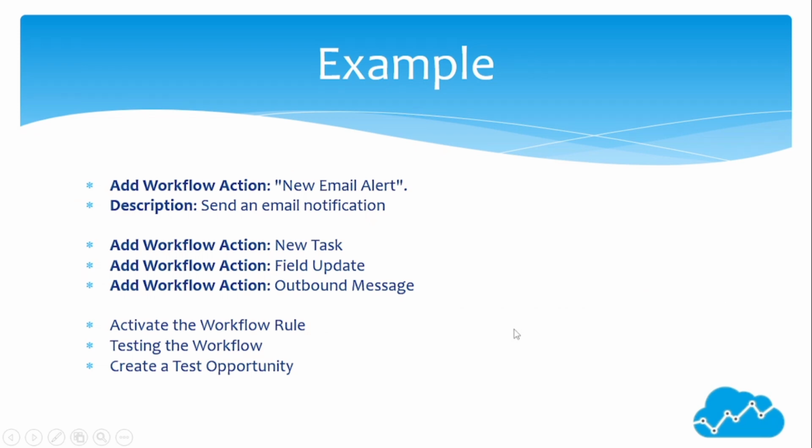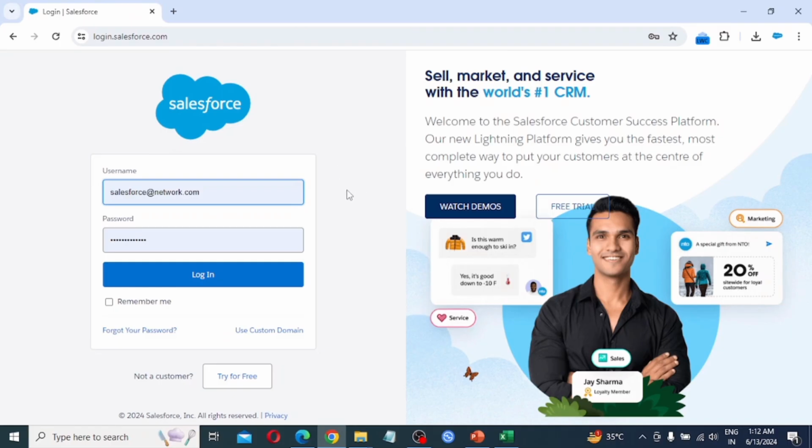Add workflow action: new email alert, with the description: send an email notification. Add workflow action: new task, field update and outbound message. Activate the workflow rule. Then test the workflow by creating a test opportunity record. So to do the practical, let's log into our Salesforce account.